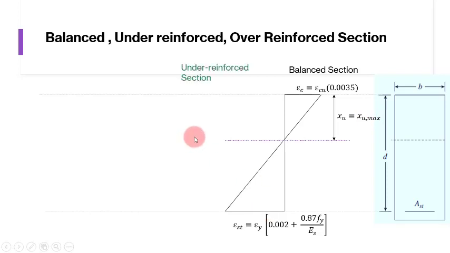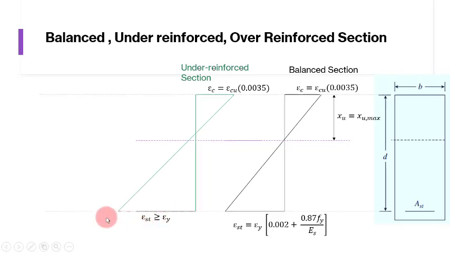Under reinforced section. An under reinforced section is one in which the area of tension steel is such that as the ultimate limit state approaches, yield strain is reached in steel before the ultimate compressive strain is reached in the extreme fiber of the concrete. When the reinforcement strain reaches the yield strain, the corresponding maximum concrete strain is generally less than epsilon Cu, that is ultimate strain in concrete.